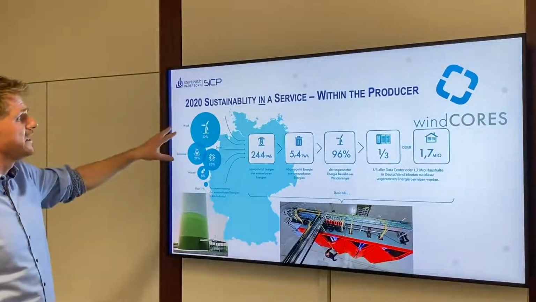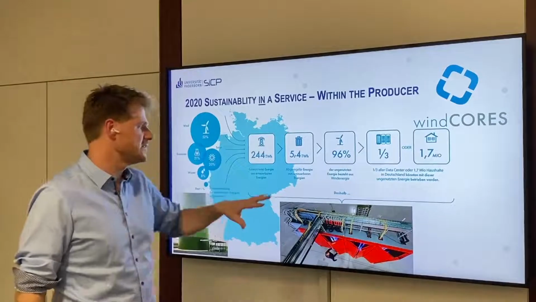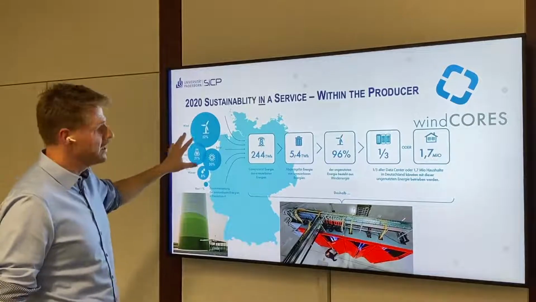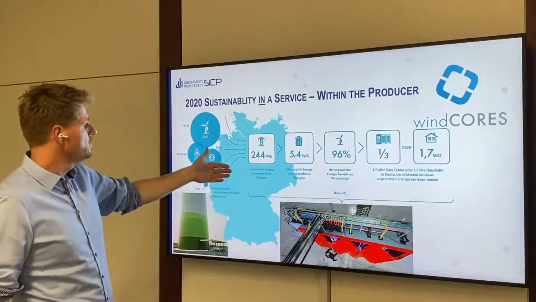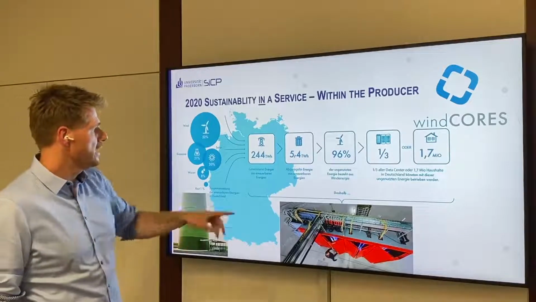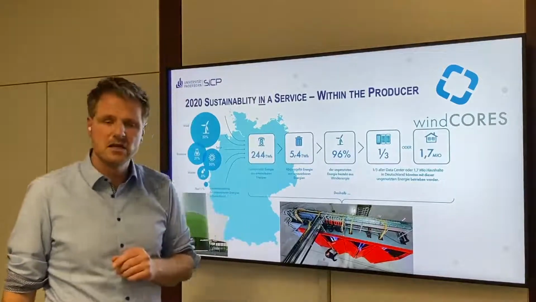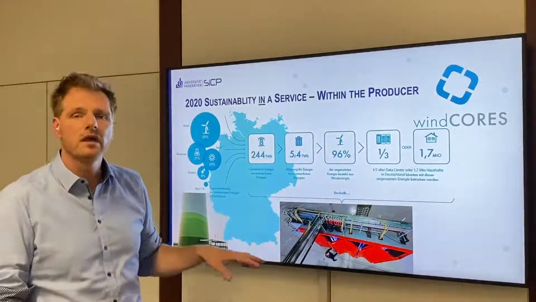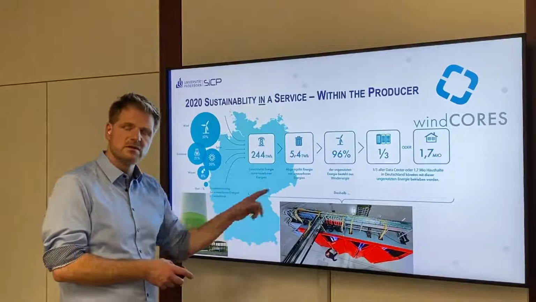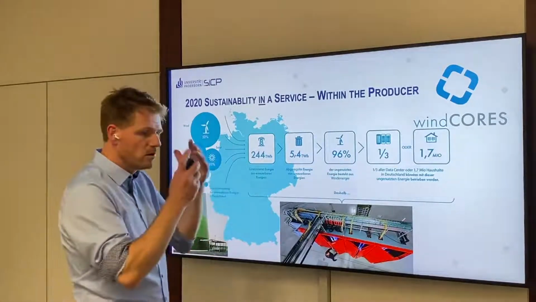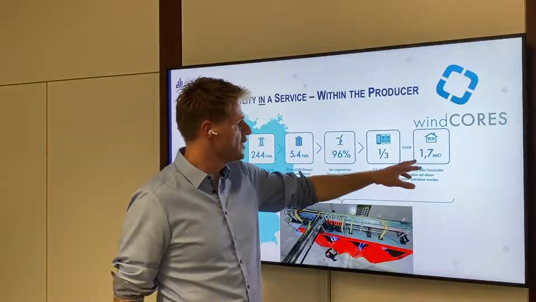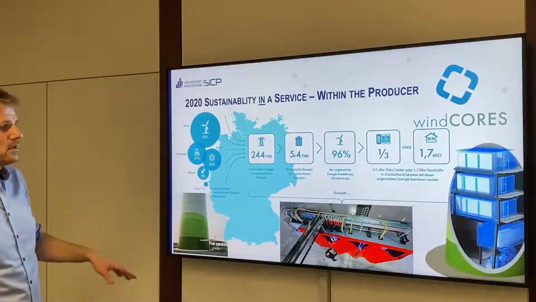So, if you look at the thing within the producer, let's have a perspective on wind energy, or let's say sustainable energy in our area. We have 244 terawatt hours produced by renewable energy sources, and 5.4 terawatt hours of this energy is thrown away because we are not able to connect it to a potential user. This is another problem. We have sustainable energy, but we are not able to use it. And it would be feasible to serve 1.7 million households.